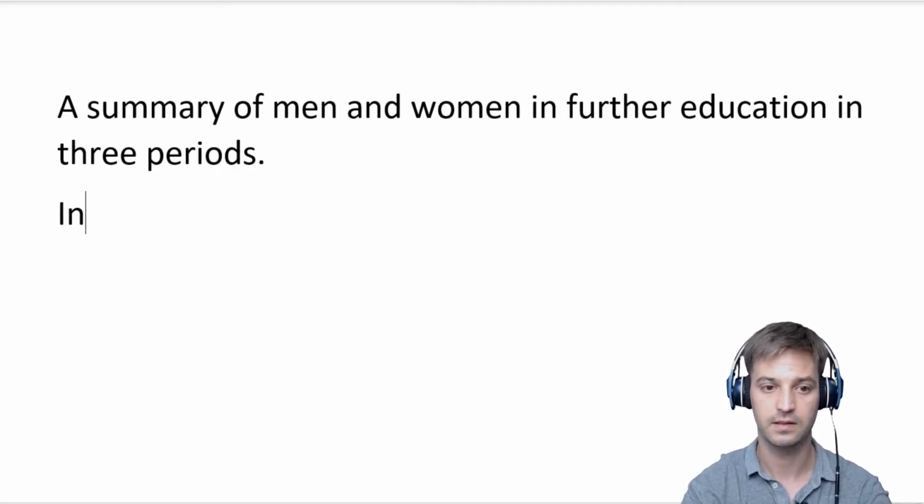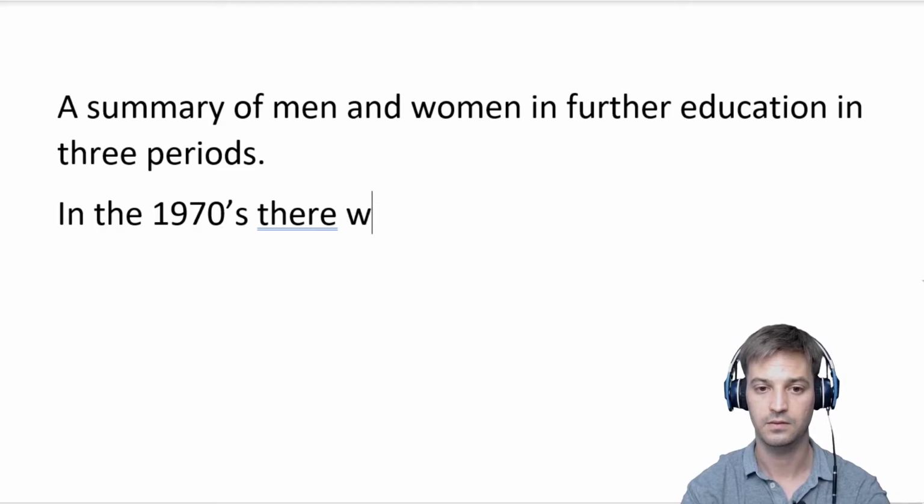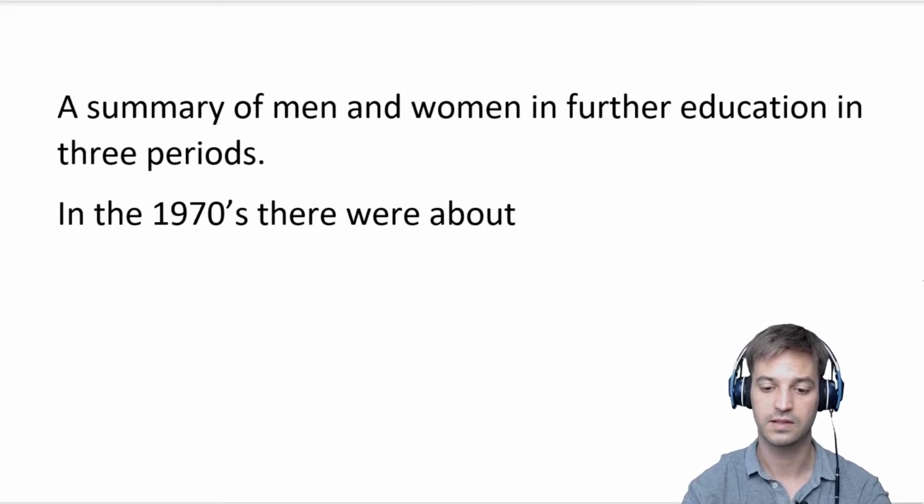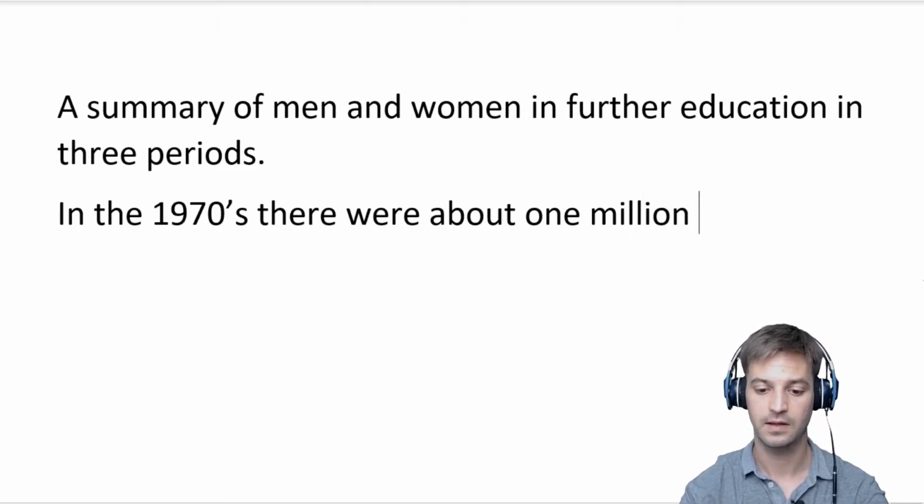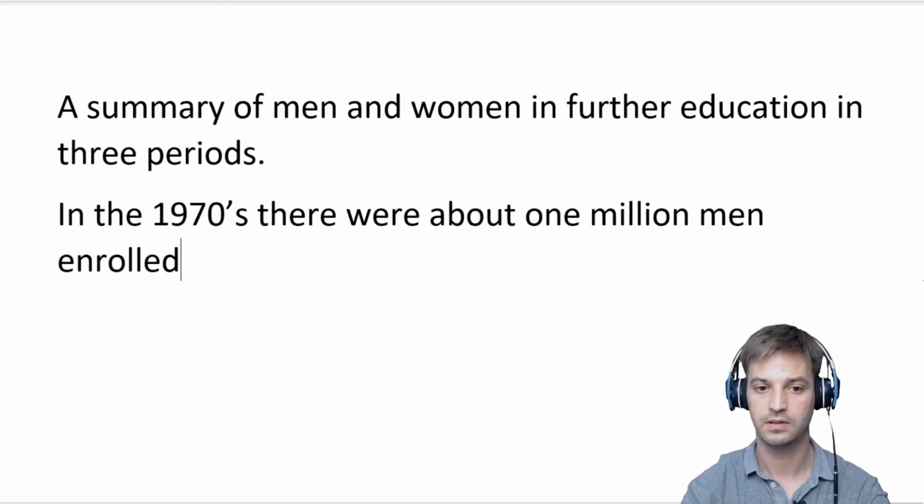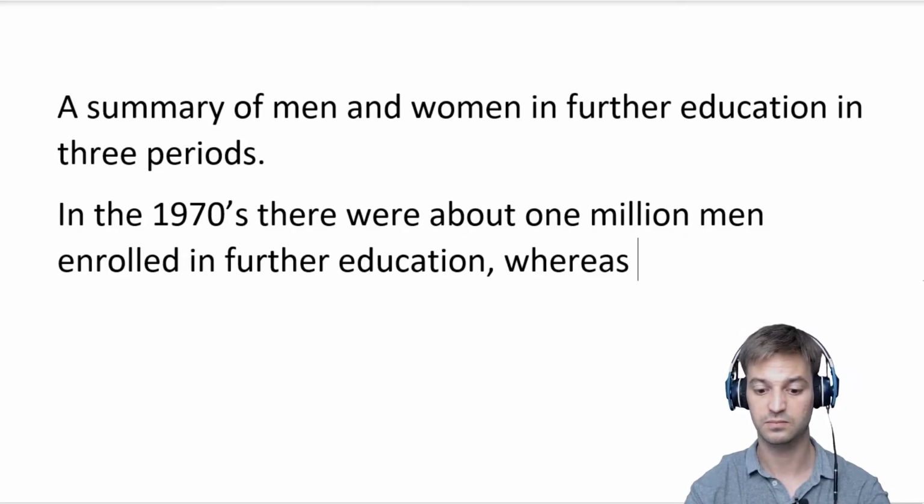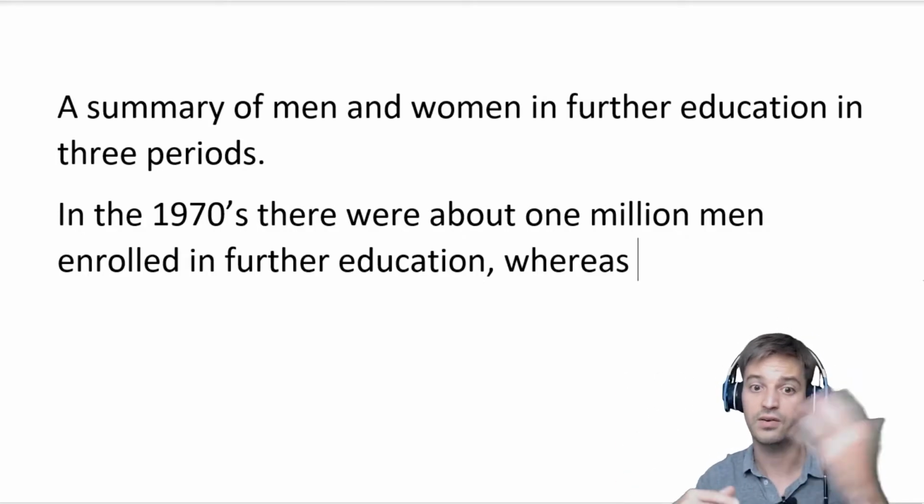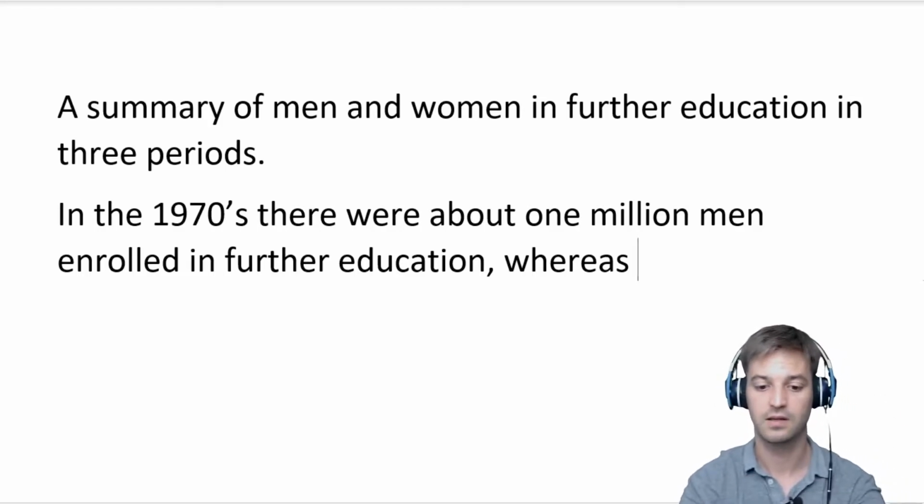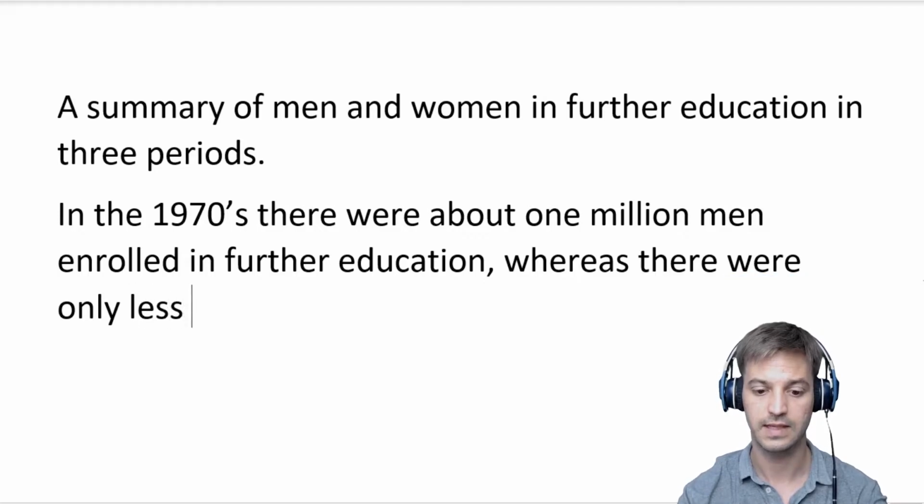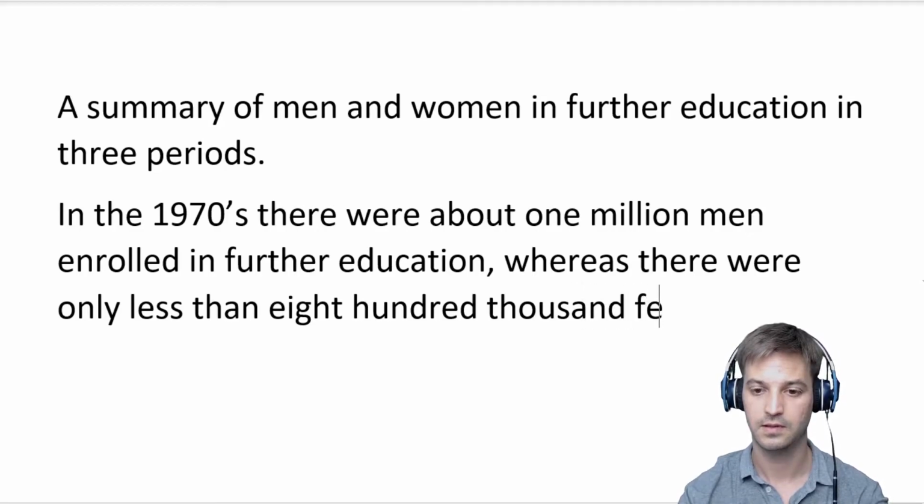We can say in the 1970s, there were about 1 million men enrolled in further education, whereas, it's like a but, there were only, whereas there were less than 800,000 females.